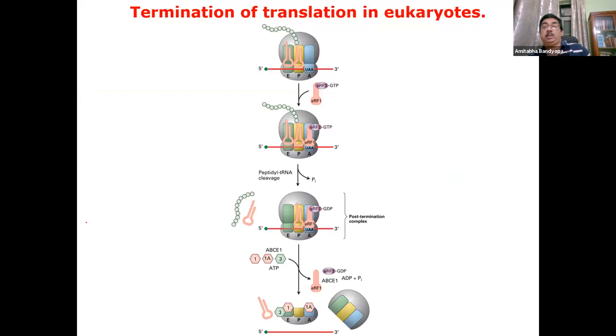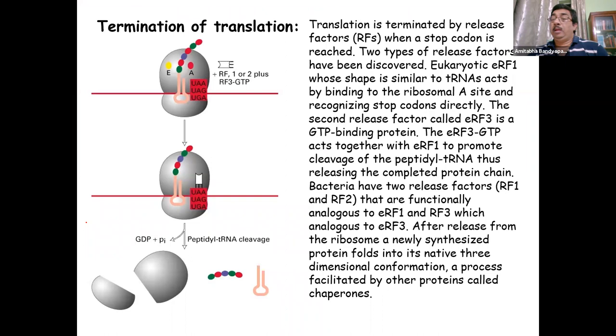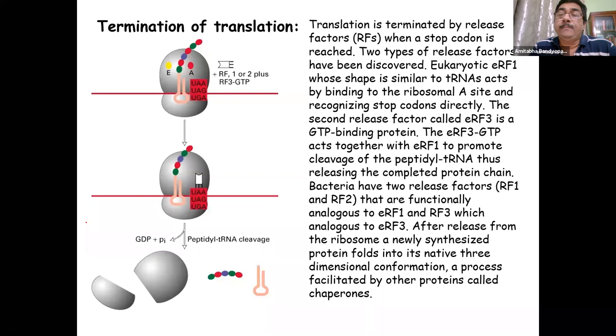So, yeah, termination of translation. Okay, that is very interesting. Termination of translation, as you know, there are three codons, UGA, UAA, and UAG. There is no tRNA corresponding to the stop codon, right? But what is there is a set of factors, release factor 1 and release factor 2, release factor 3.